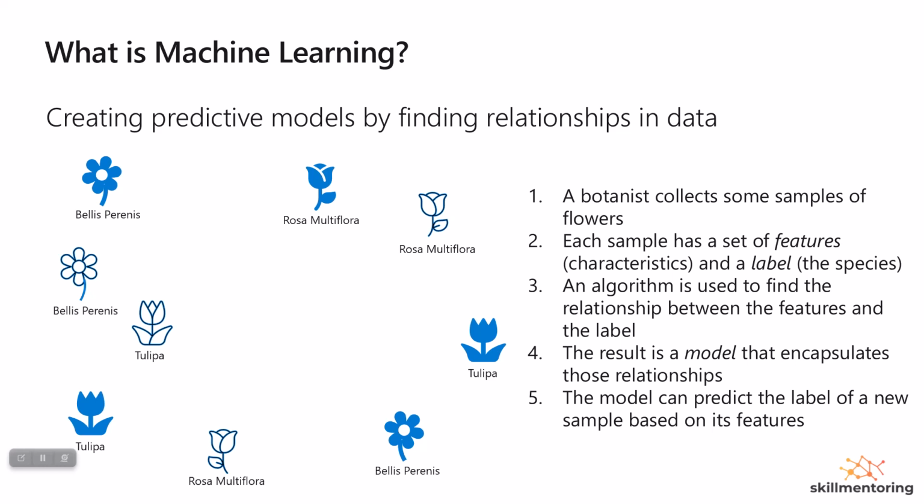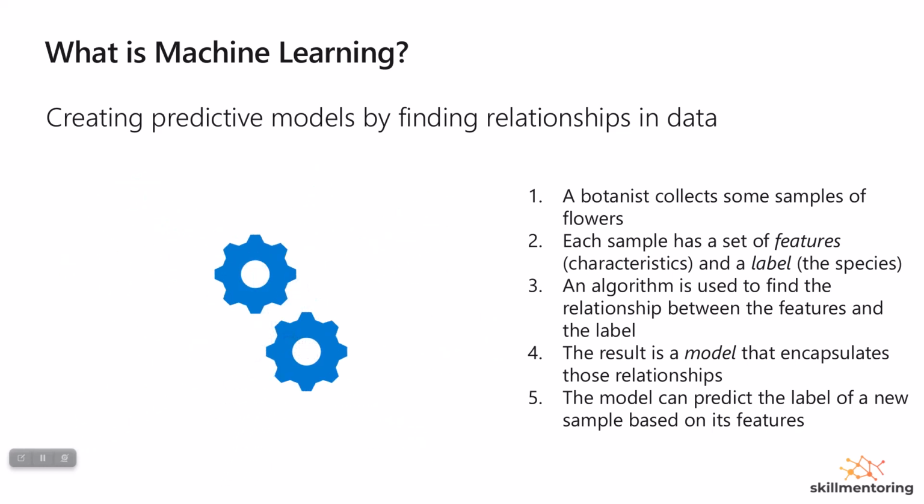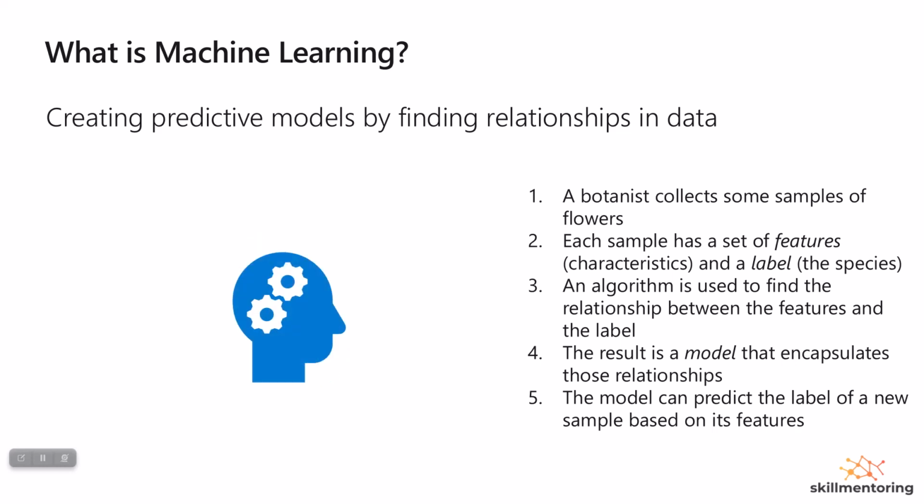In machine learning, an algorithm will be used to find the relationship between the feature and the label. That means, what are the characteristics that can be used for predicting what will be the species of that sample. Now, when we combine this piece of information in the algorithm, it is called a model. This relationship is stored as a model, and this model can be used for predicting the label of a new sample based upon its features.